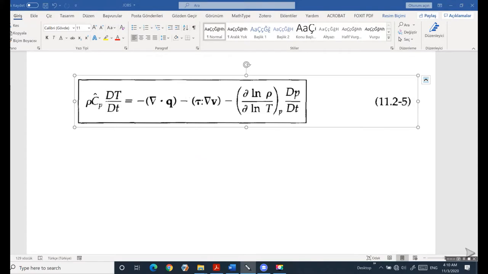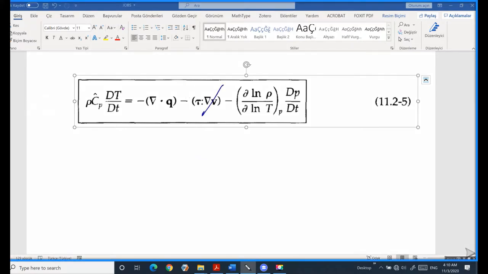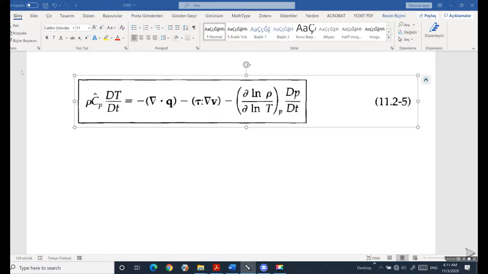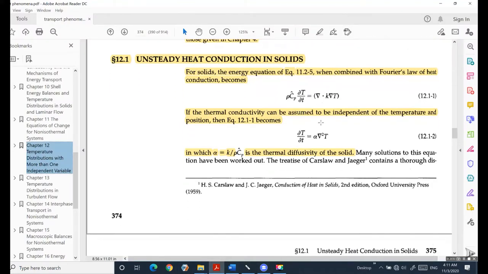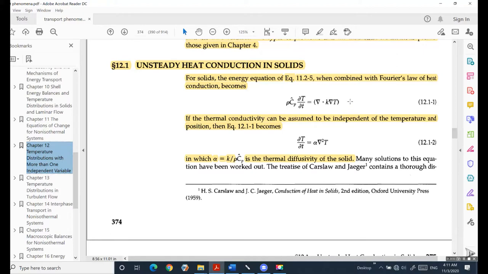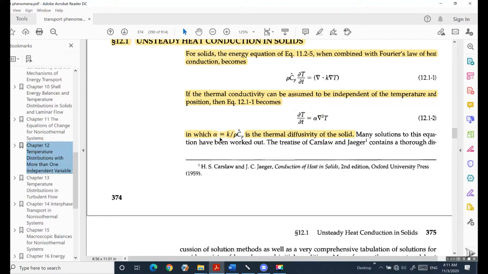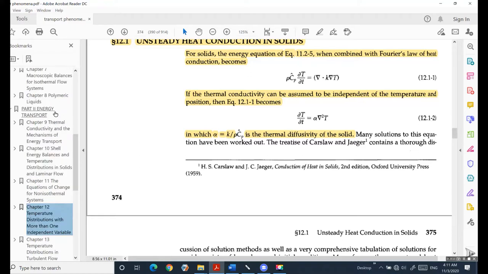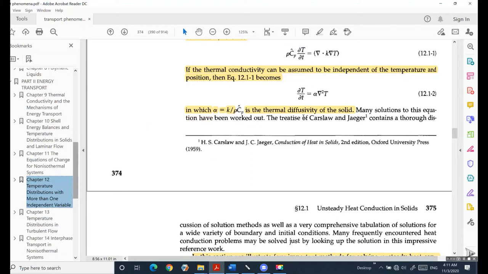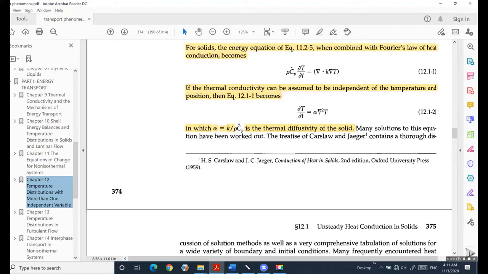But for any solid, there is no viscous force or pressure effect. That's why we leave just two terms. Since the velocity v is zero, from these three assumptions we obtain the final result. With Fourier's law of heat conduction, we can write it like this, but if we assume the thermal conductivity k is independent of the temperature and the position, we can obtain this final relation. Here, alpha represents thermal diffusivity, as we defined before in chapter 9. So we can write the final form of our thermal energy equation.